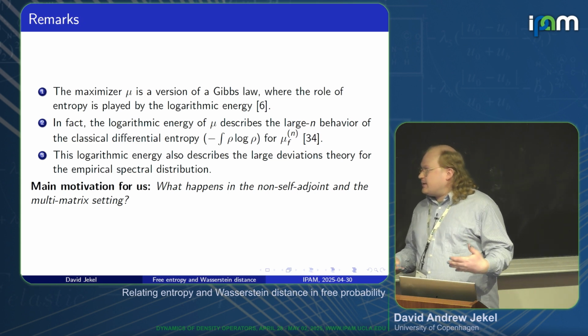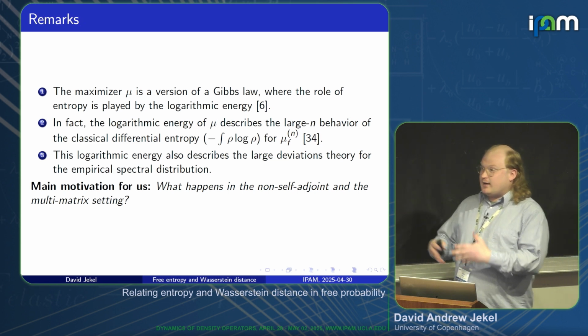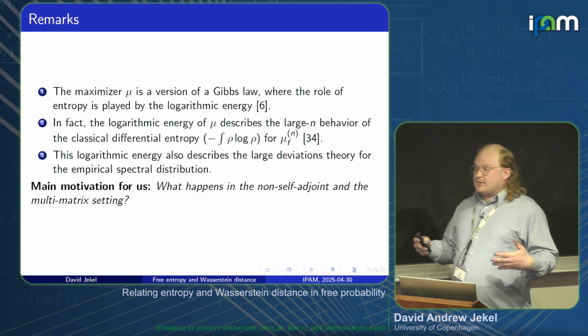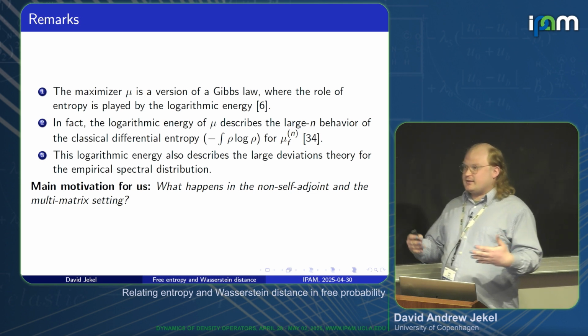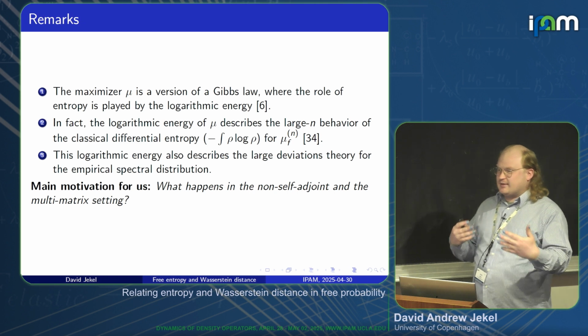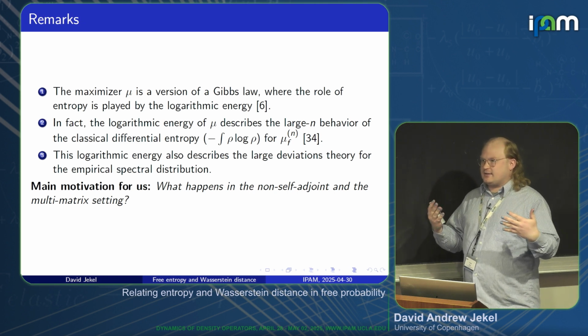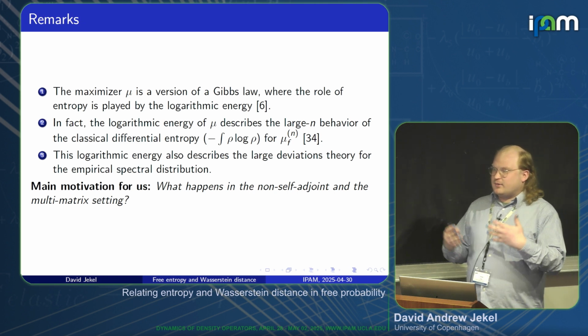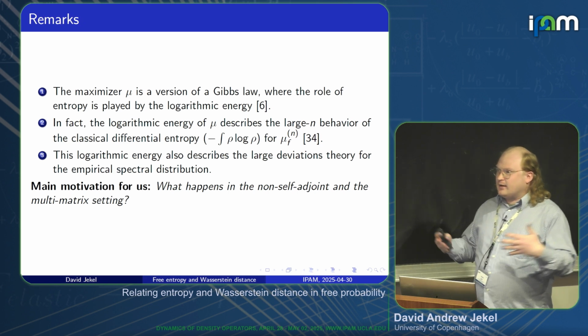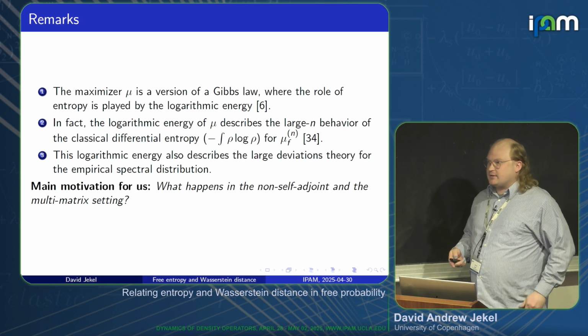And so we're going to be studying, say, if you have a non-self-adjoint matrix, which if you wanted, you could write as a self-adjoint plus i times a self-adjoint. So that's like studying two self-adjoints that don't necessarily commute with each other. And then more generally, studying just several matrices together.